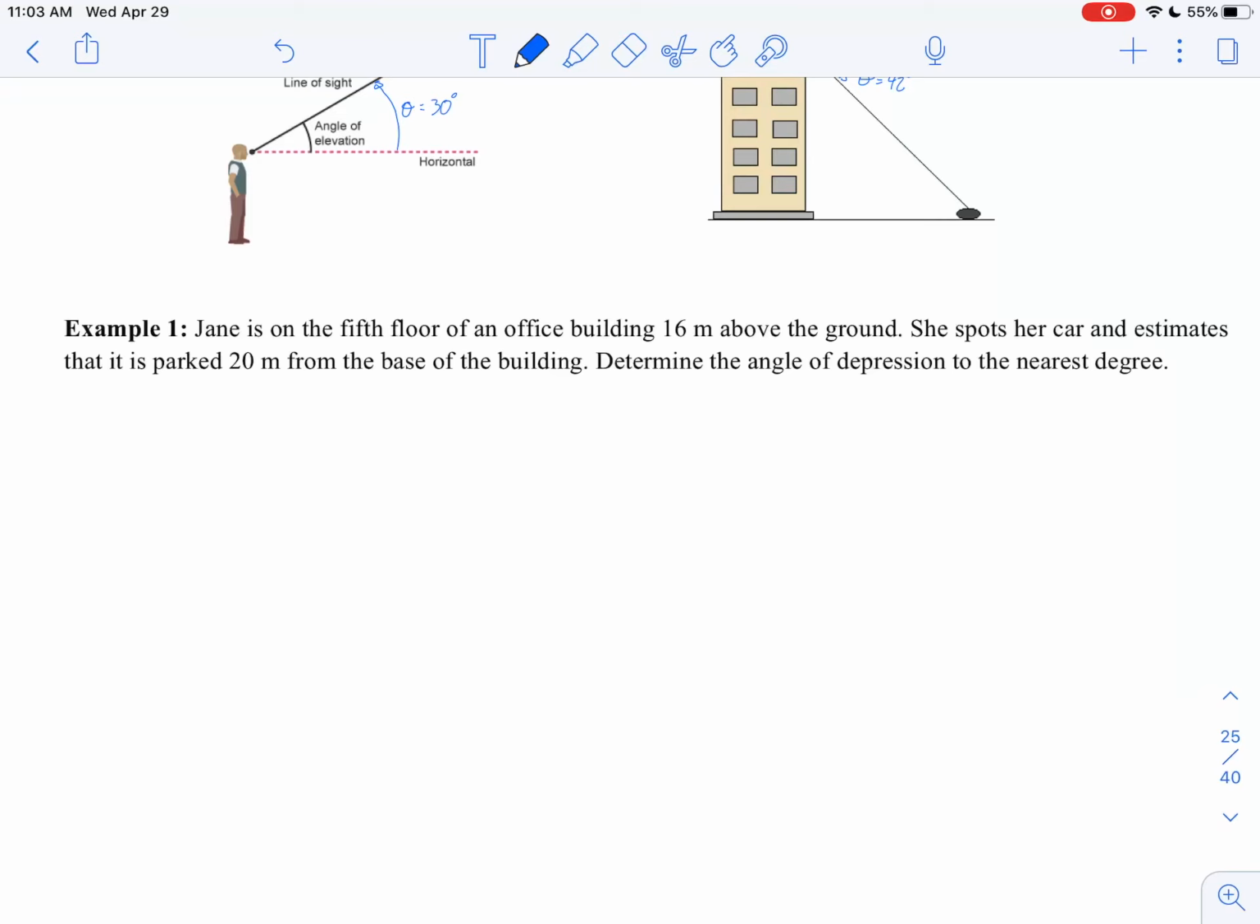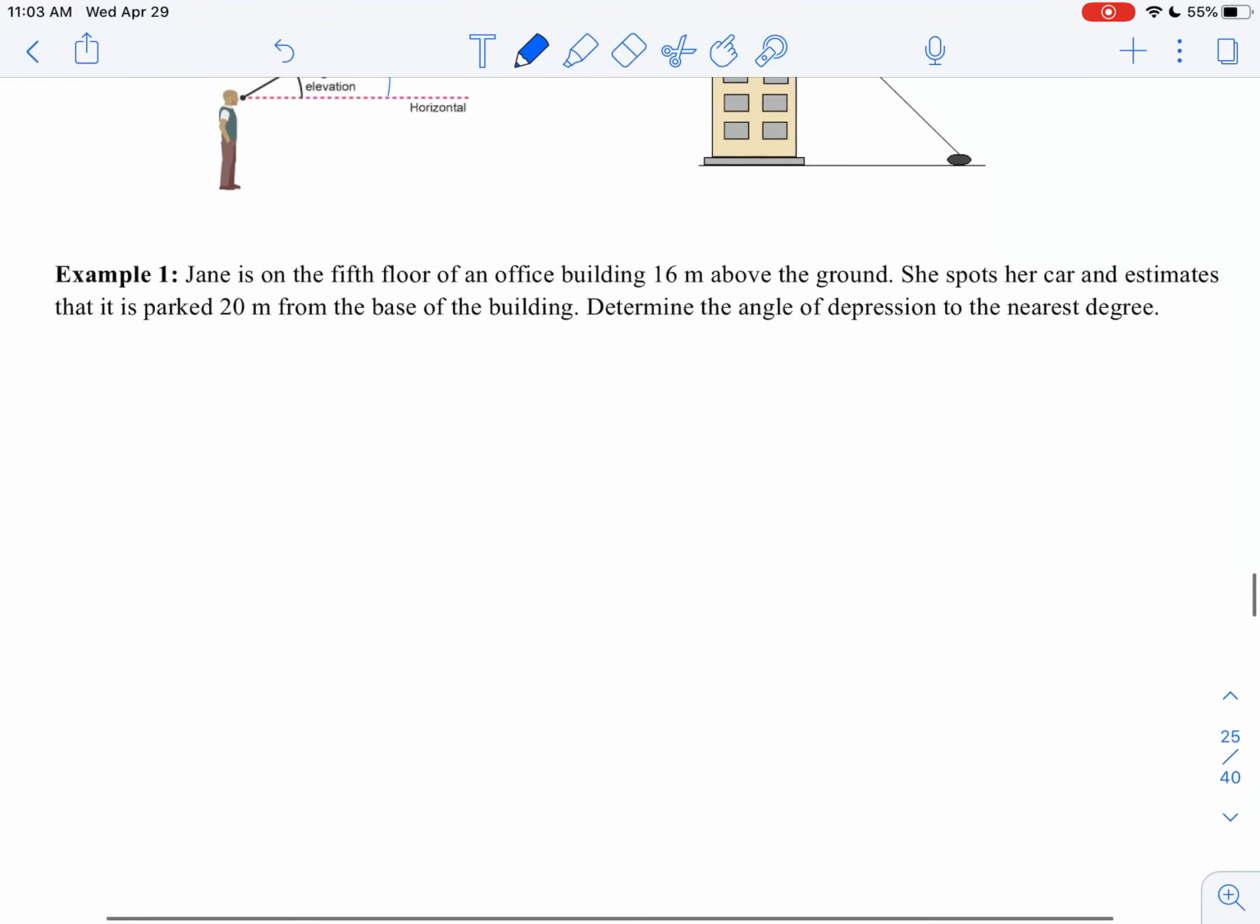First problem we're going to go through, a quick one just involving one triangle and making sure you understand the angle of elevation versus depression. So Jane is on the 5th floor of an office building, 16 meters above the ground. She spots her car and estimates it's parked 20 meters from the base of the building. Determine the angle of depression to the nearest degree.